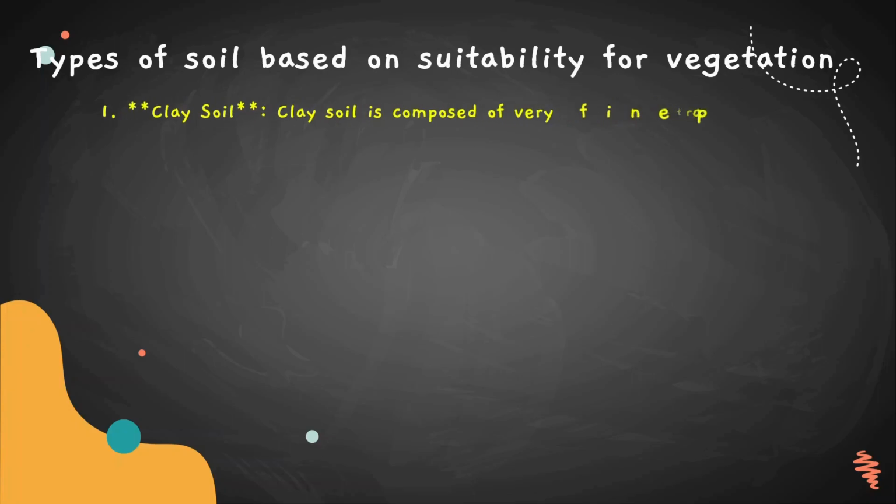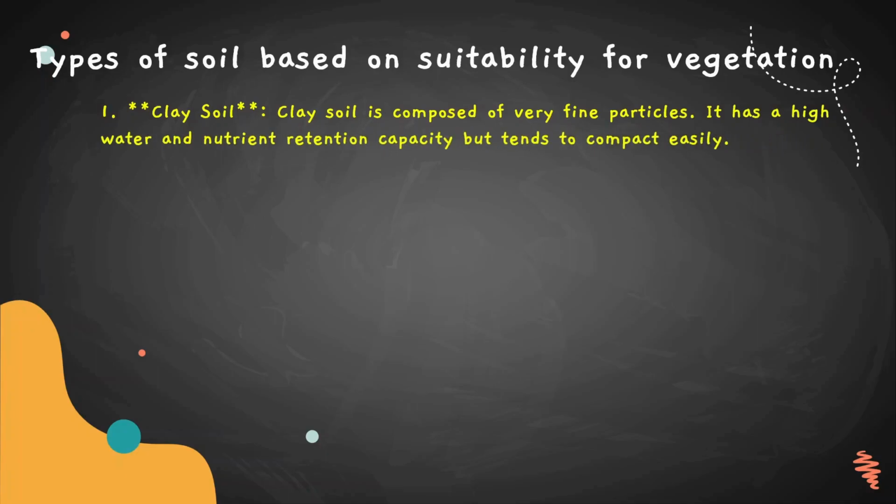And first we have clay soil. So clay soil is composed of very fine particles. It has a high water and nutrient retention capacity, but tends to compact easily. It means clay soil has a tendency of changing its shape and size very easily, but it has a high water and nutrient retention capacity, which is very good for vegetation purposes, and it is mostly very fine particles.